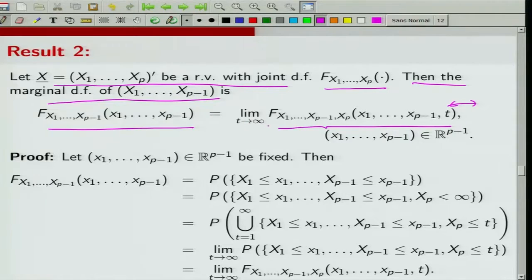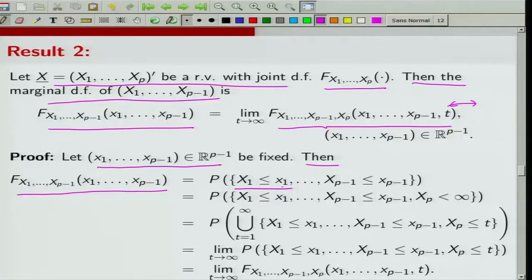So, this is the same as the limit t going to infinity of F(x1, x2, ..., xp-1, t). So, what it says is, if one has to get the marginal distribution, one should take the arguments of the unwanted variable to infinity. Now, the proof of this fact is simple. Let (x1, x2, ..., xp-1) belong to R^(p-1). Then this is what I desire, F(x1, ..., xp-1), which is the marginal distribution function of X1, ..., Xp-1.